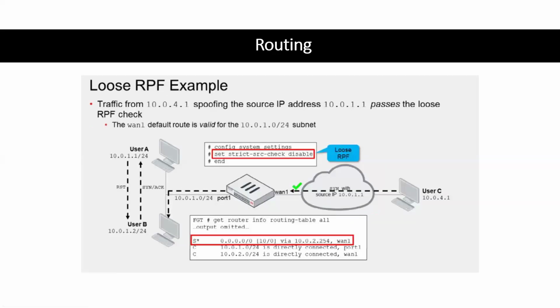So let's talk about this. We have our diagram. We have user A, 10.0.1.1/24, and user B, 10.0.1.2/24, and the subnet 10.0.1.0/24 hanging off of port 1. We have user C, 10.0.4.1, that's our destination there, and of course it connects to WAN 1.